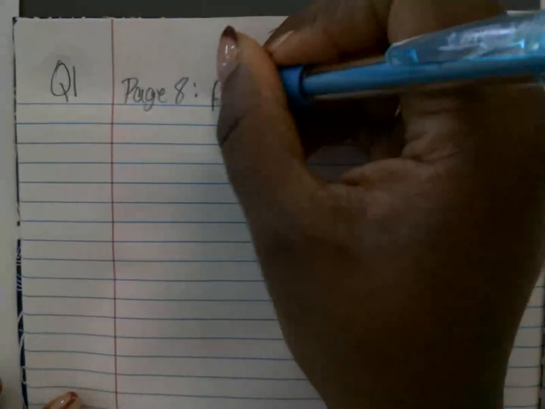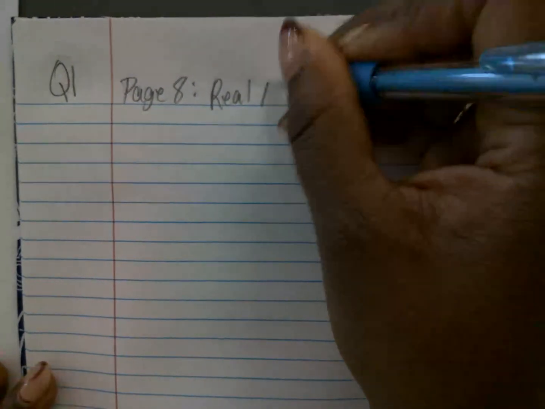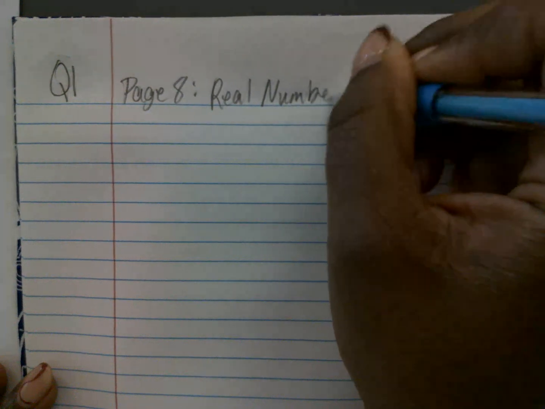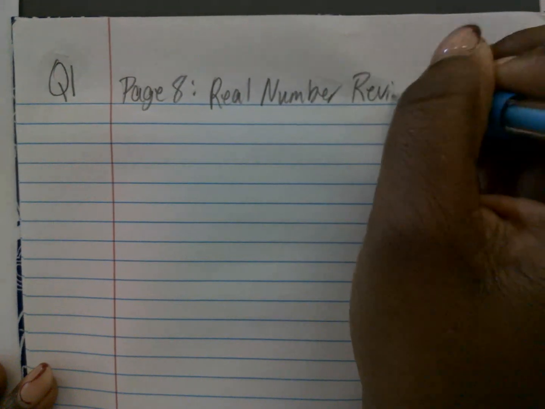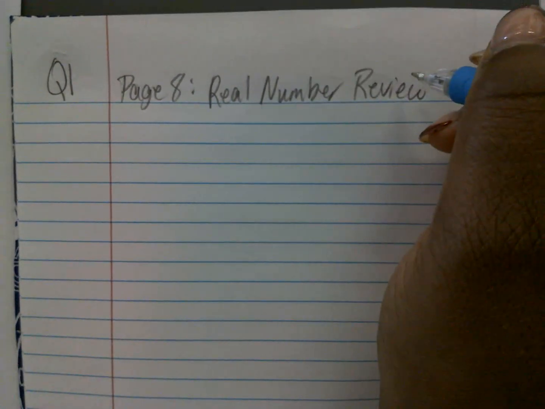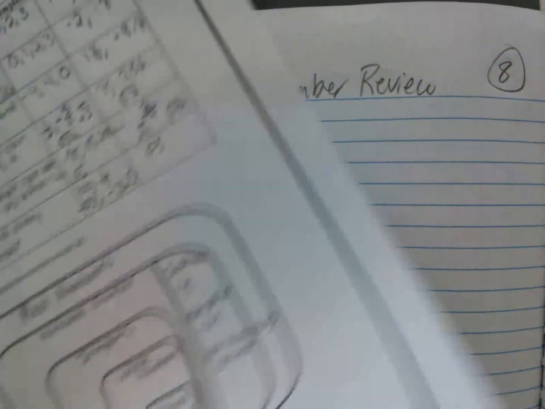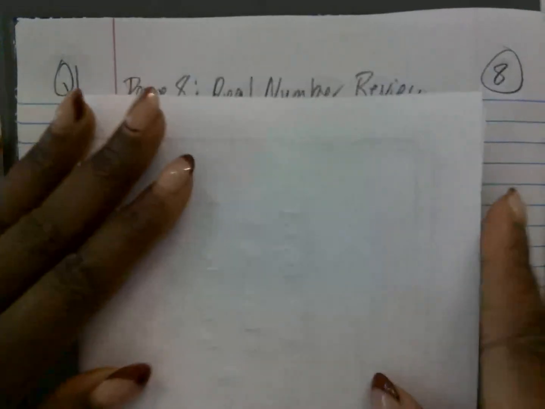Q1. This is page 8. And this is real number system, real number review. Real number system review. Fold this sheet.